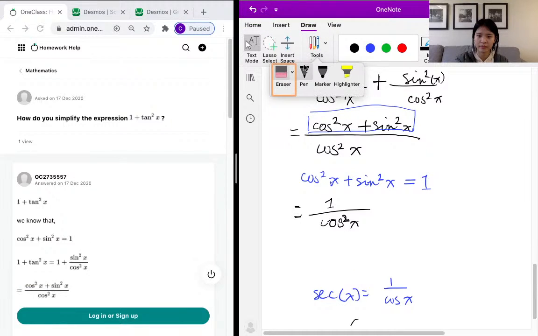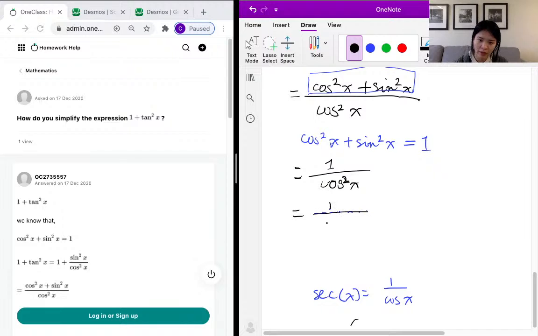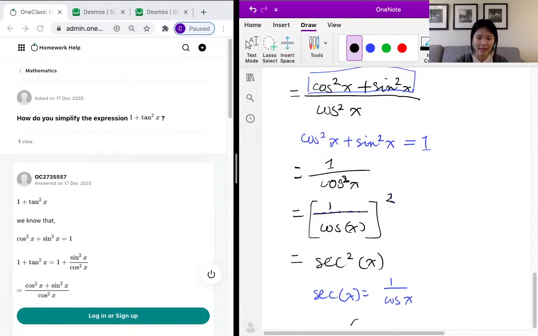So we can also write 1 over cos squared x as 1 over cos of x, squared. And we know that secant of x is equal to 1 over cosine of x. So this is actually the equivalent of secant of x squared. So this is how we simplify our expression of 1 plus tan squared x, and we arrive at a final result where 1 plus tan squared x is the same as secant squared of x. Perfect, that's how I simplify it.